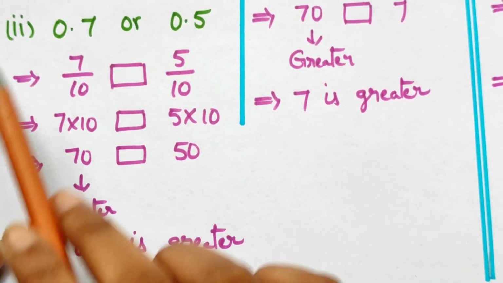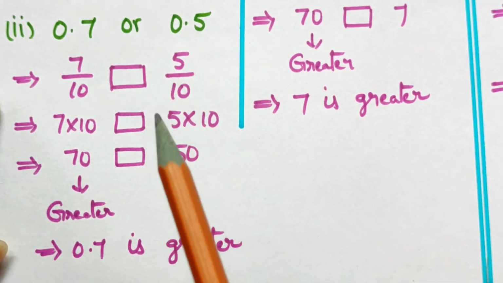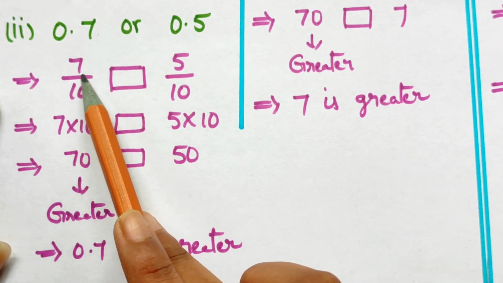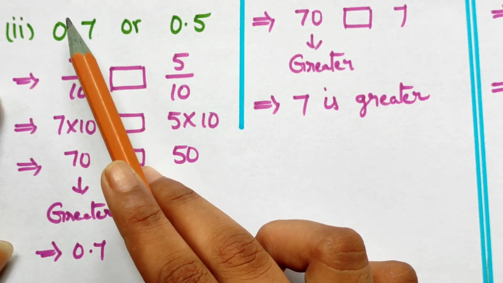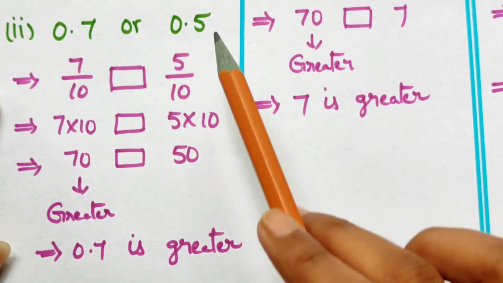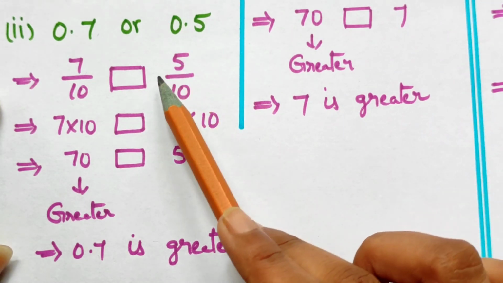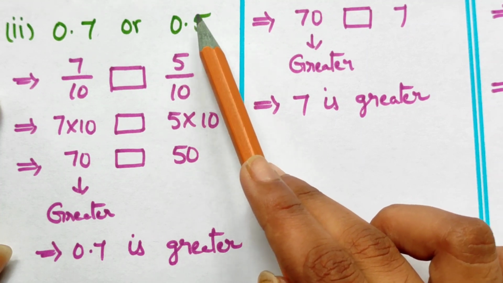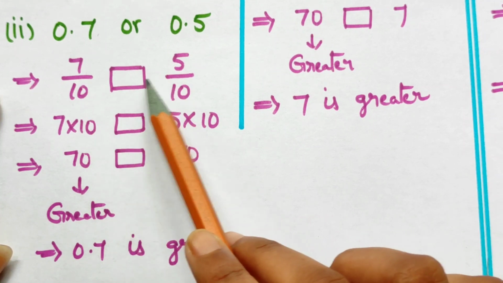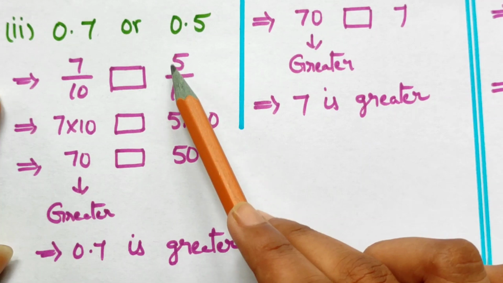Okay friends, now let us see the second bit. 0.7 or 0.05, which is greater? Here 0.7 can be written as 7 by 10 because the decimal is one digit before 7. So it is 7 by 10 and a blank here. Now we have 0.5, that means 5 by 10, because the decimal is one digit before 5. So 7 by 10, a blank, 5 by 10.